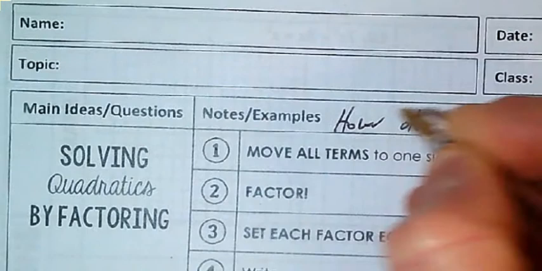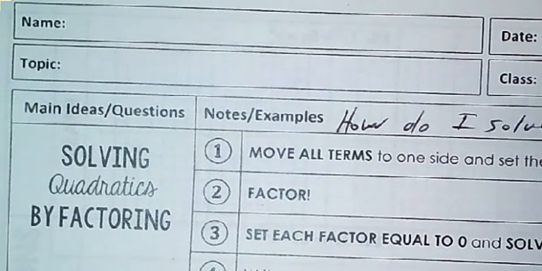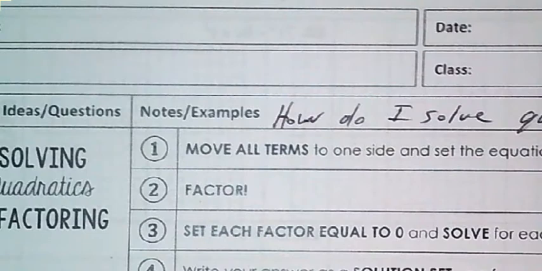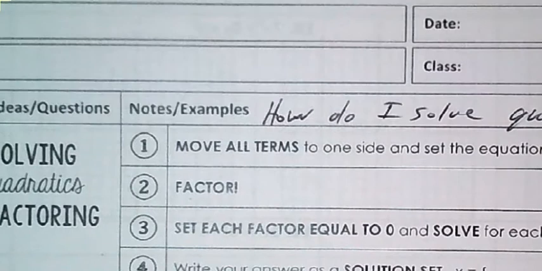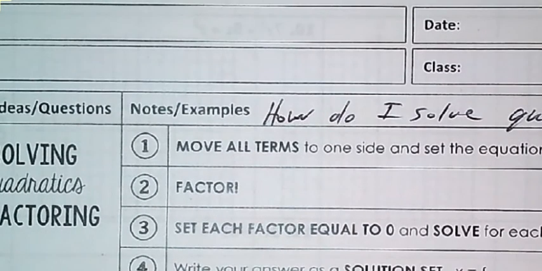So, how do I solve quadratic equations by factoring? Okay? So how are we going to do it? Well, first of all, we're going to move all the terms to one side of the equation and set the equation equal to 0. So 0 is going to be on one side, and all the other terms are going to be on the other side. Generally, we like to put our 0 on the right side of the equation.